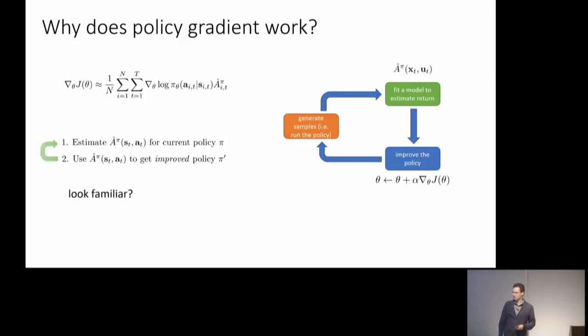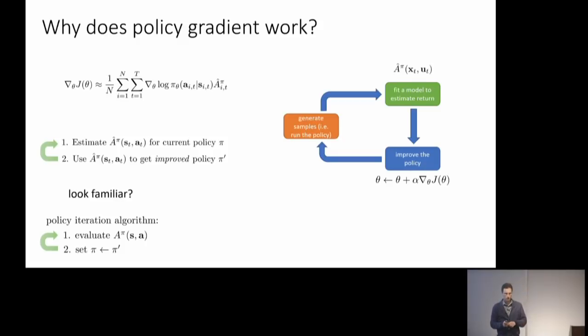Now viewed in this way, this maybe looks a little bit familiar to some of you. This maybe looks a bit like those things we discussed when we talked about actor critic, specifically when we discussed policy iteration. Because policy iteration, if you recall, has very similar looking two steps: evaluate the advantage, and then set the policy to be a better policy. So if you separate it out into an advantage evaluation and this policy improvement using the estimated advantage, it looks a lot like a policy iteration algorithm.